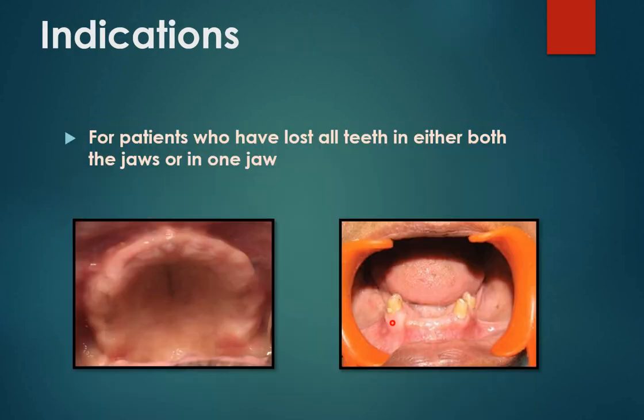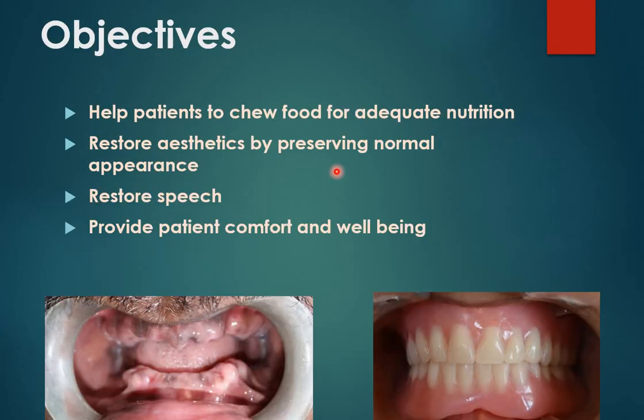So what are the indications for complete dentures? It is given in patients who have lost all the teeth in either both the jaws or in one jaw. The objective of the treatment is to help the patient chew food for adequate nutrition, restore aesthetics by preserving the normal appearance, restore speech, and provide patient comfort and well-being.